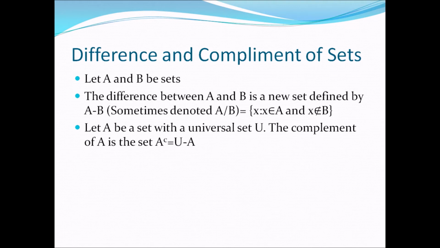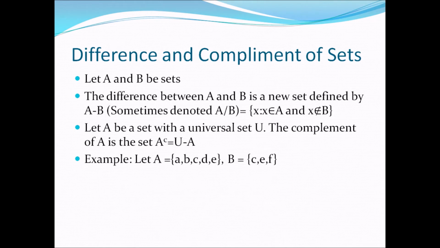So usually when you work with sets, you have a universal set that you're working with. So natural numbers, real numbers, integers, those are usually the universal set you're working with. So let A be a set with a universal set U. The complement of A is defined as A superscript C, and it's the universal set minus A. So everything that is not in A is in the complement of A.